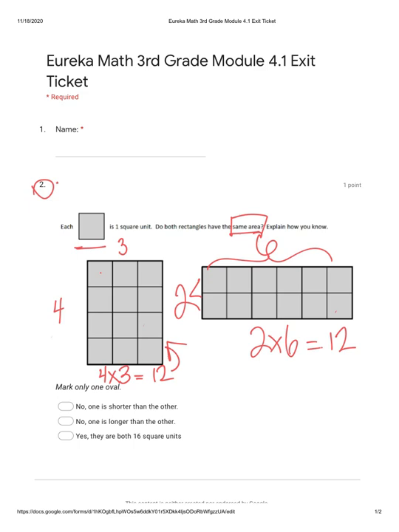So our answer: no, one is shorter than the other? Nope, it doesn't matter how long or short they are. Nope, one is longer than the other? That doesn't matter. Yes, they are both 16 square units. This is supposed to say 12 square units, and your answer is number 3.